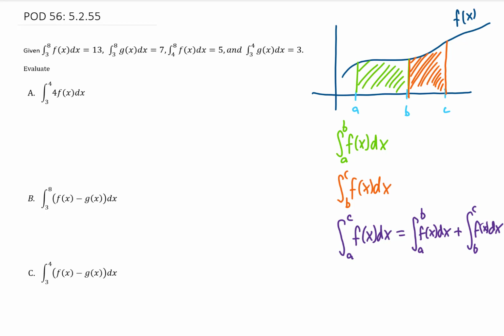In other words, the area beneath the curve from a to c is equal to the area beneath the curve from a to b plus the area from b to c. So that's a pretty good rule for integrals. We're going to use that in this problem.